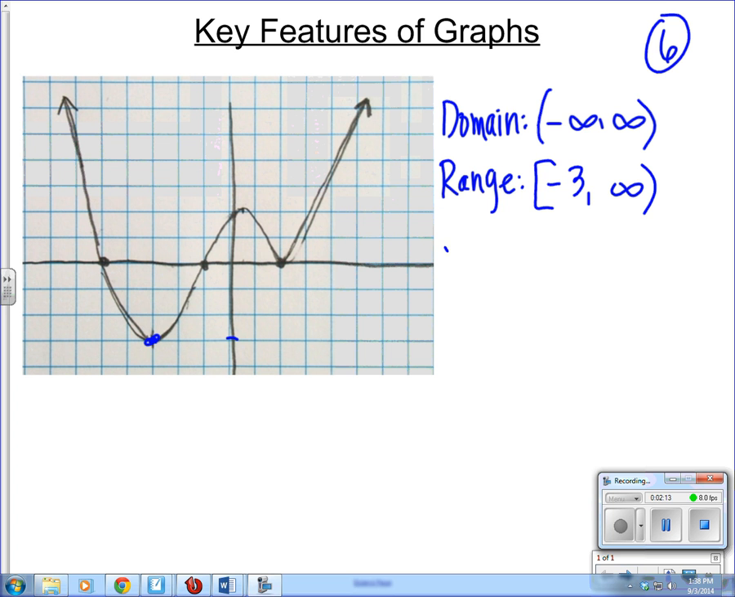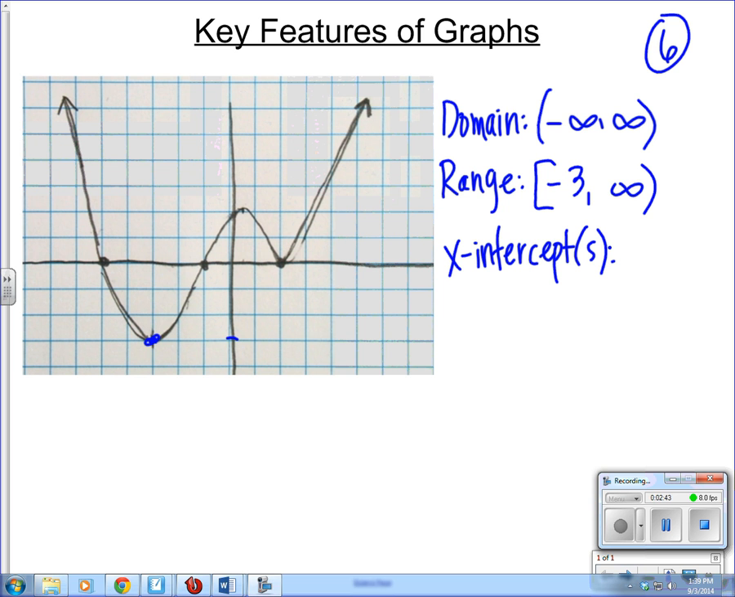Let's see, the next thing is x-intercepts. So how many times does this graph touch or cross the x-axis? 3 times. So we need to list those 3 points.